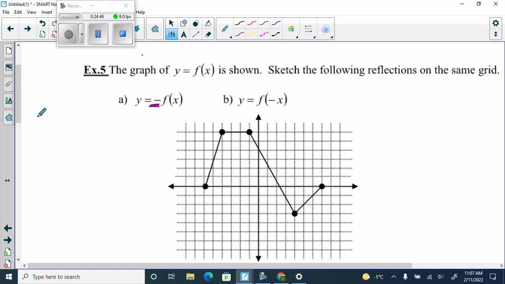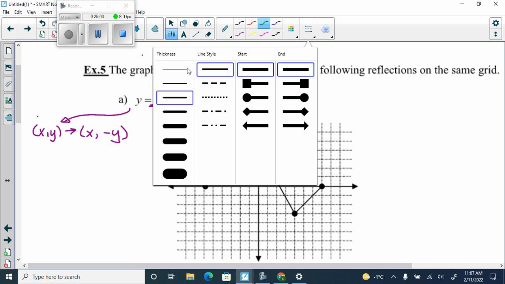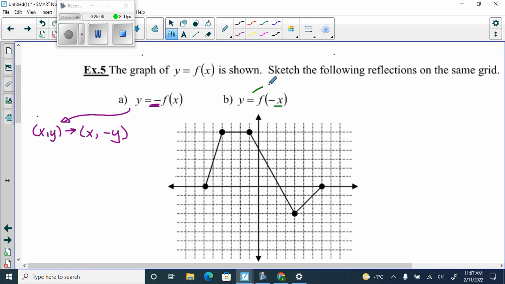Coordinates. We're not moving one, we're moving numerous. So for this one, our mapping is going to be (x, y) becomes (x, negative y), because this is a reflection in the x-axis when it affects the y's. Then for this one, it's with my x, so it's going to affect my x. It'll be a reflection in the y. You're right. So this is going to be (x, y) becomes (negative x, y).